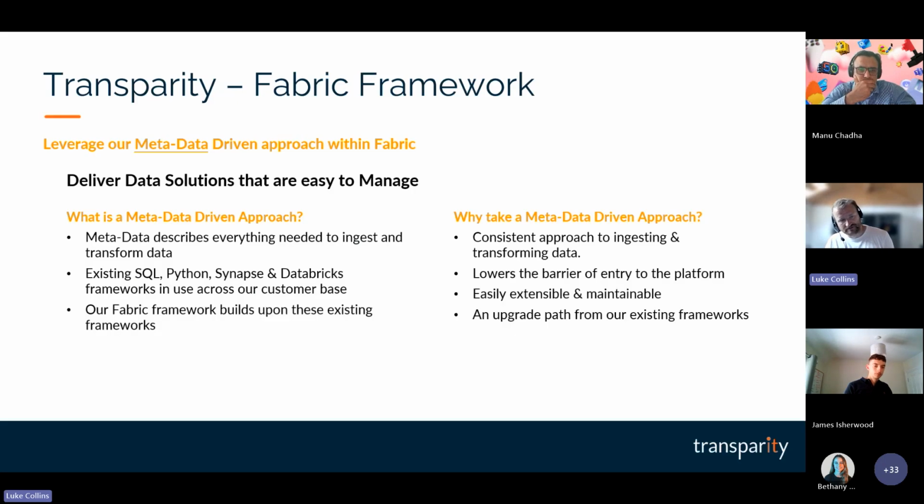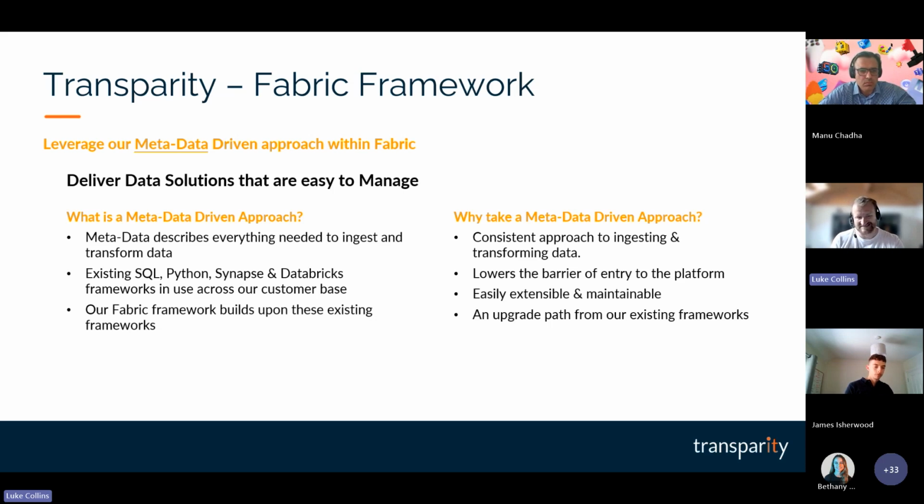Platform I won't touch on too much. Obviously, Manu's given us a great insight into Fabric. I'm sure some of you are already exploring it or may even be using it. But when it comes to technical implementation, we use a framework-orientated approach. It's a metadata-driven approach that's been built across a number of years. So we've got existing frameworks in SQL, Python, Synapse, Databricks, and our Fabric framework builds upon that.